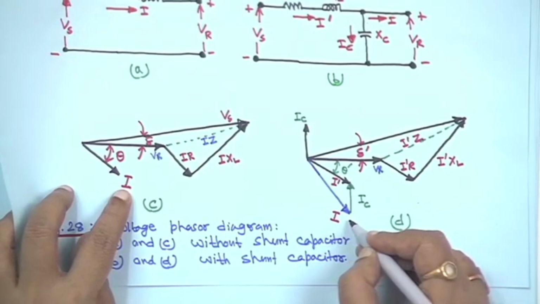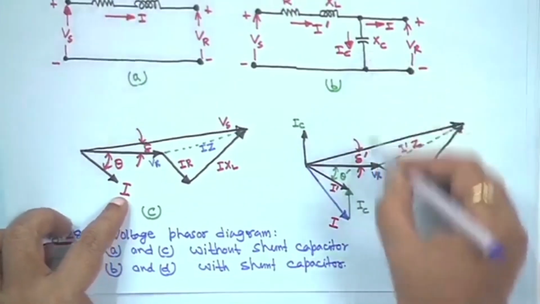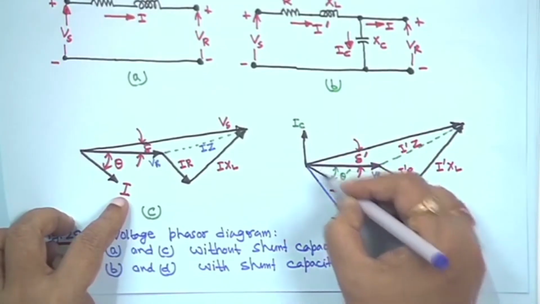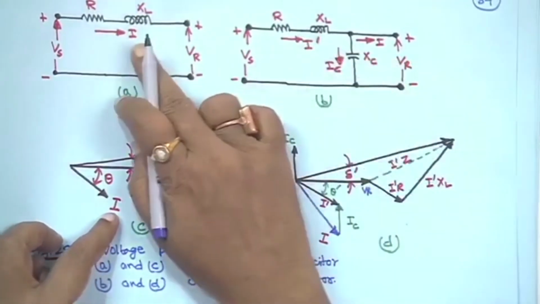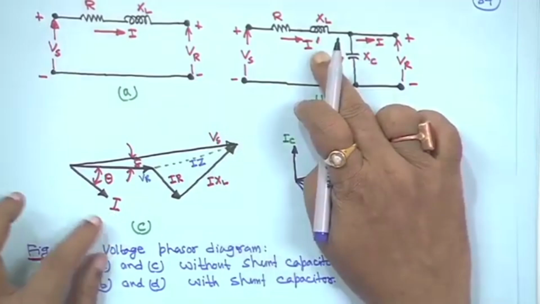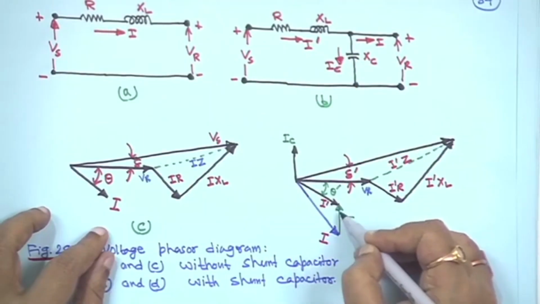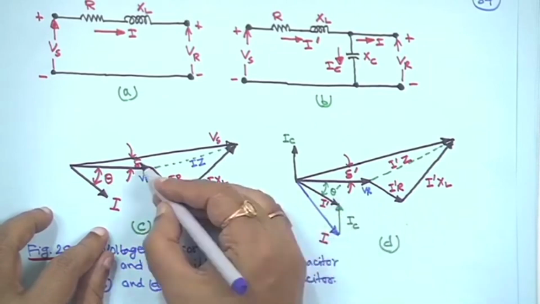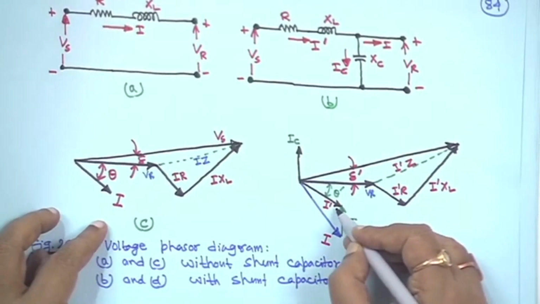So, here it is I, but this leading current is there. That means this IC is directed upwards, and then this is the resultant current I dash. Initially it was I, now due to the capacitor the current is I dash, that means the current is actually decreasing because of this. So, this angle is theta dash, here is theta, here is theta dash, here is delta, it is delta dash, and that means this current is I dash now with capacitor.